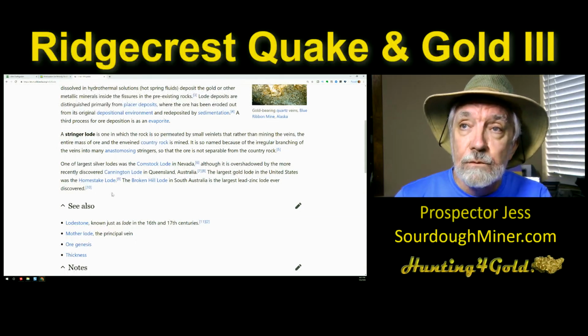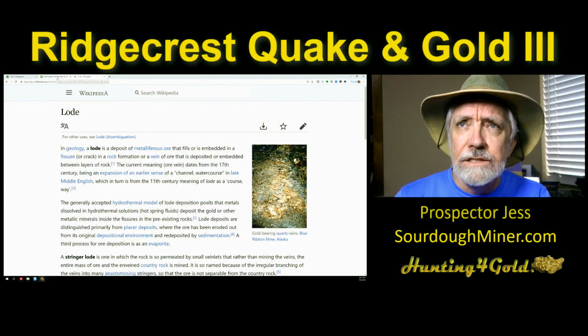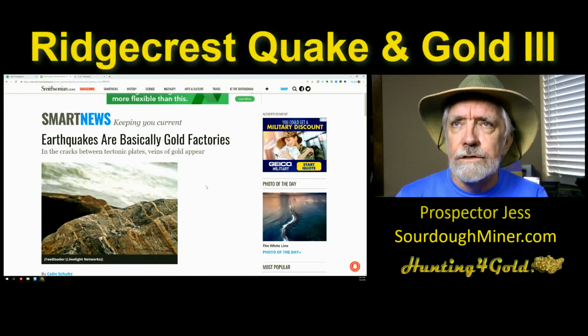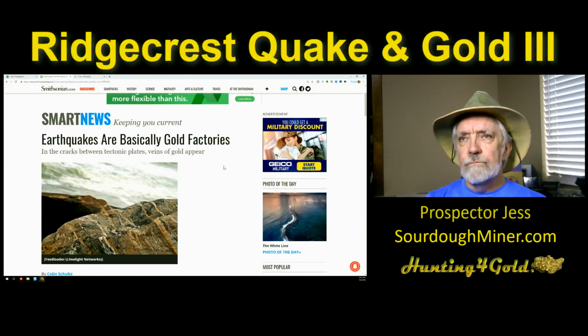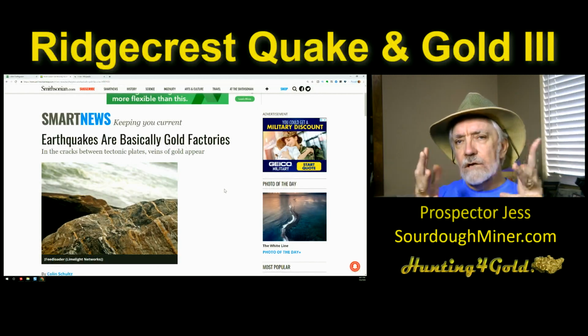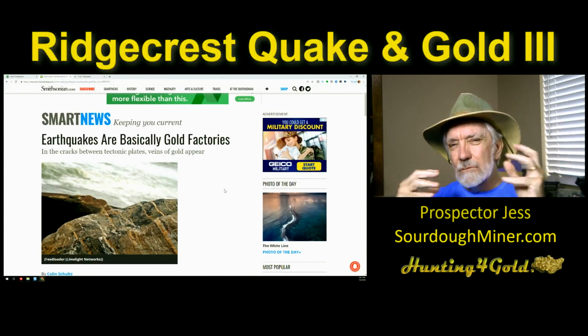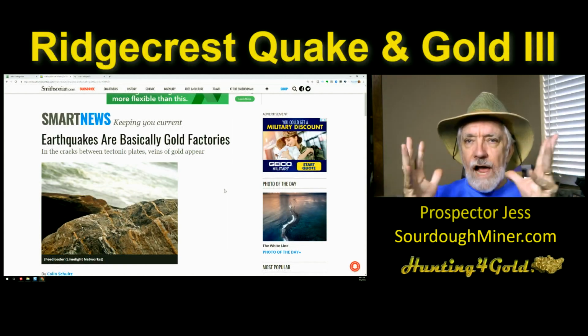So that's what happens during the earthquake. Now the other thing that happens is this thing right here, which I thought I'd call your attention to. Here's an article in Smithsonian about earthquakes being basically gold factories in the cracks between the tectonic plates. Not quite right. The tectonic plates are sort of causing these forces, but it's not a crack between the plates.